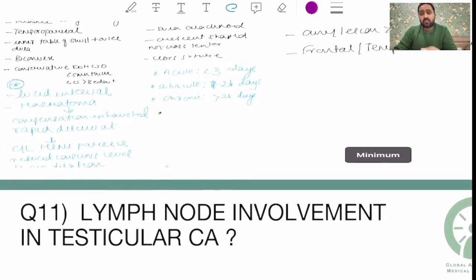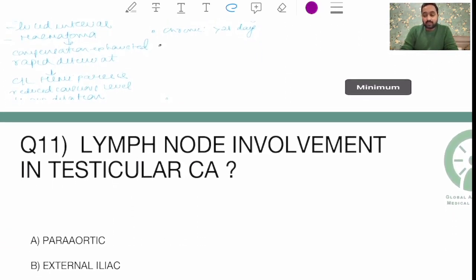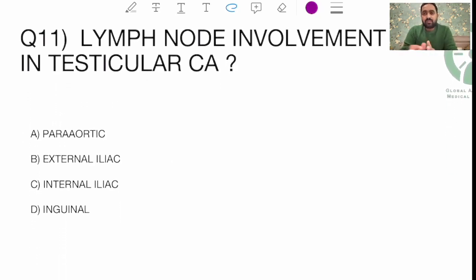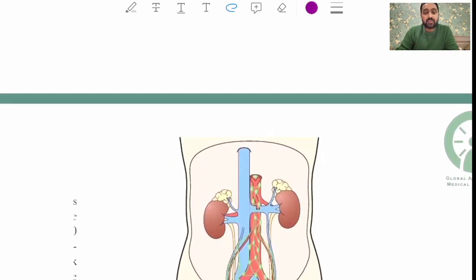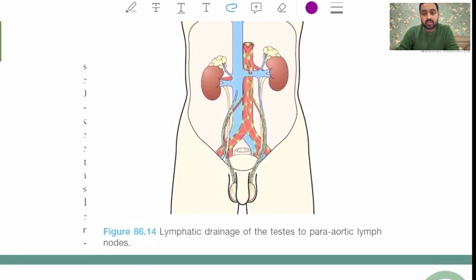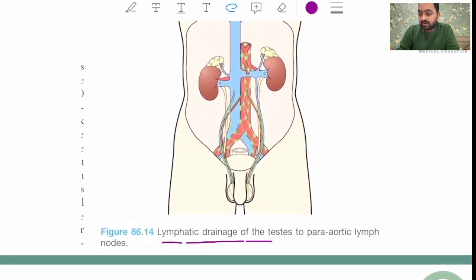Now there were a lot of questions from the urology section this time, and they were pretty straightforward questions like the lymph node involvement in testicular carcinoma. So it is para-aortic. It is absolutely taken from the image in Bailey and Love, where they say the lymphatic drainage of testes is to para-aortic lymph nodes.